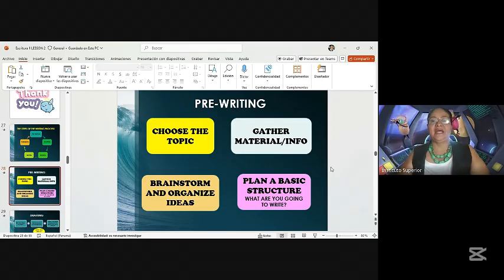Then we're going to plan the basic structure of our paragraph or our essay. What are you going to write, and why are you going to write? You are going to inform, persuade, convince, compare, describe, give an opinion. What are you going to do? Why are you going to write? Okay, we're going to generate all of these ideas in the pre-writing stage.